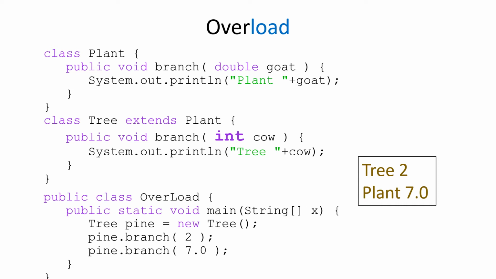Down in the main method, we create a tree object, and we then call branch, passing an int parameter, the integer 2. Since there's an int method, it will call the child class that takes an int. Val becomes 2 and it will print tree 2. Then we call the method with 7.0, which is a double. There is a double parameter version of branch, so it calls the plant version and it will print plant 7.0.